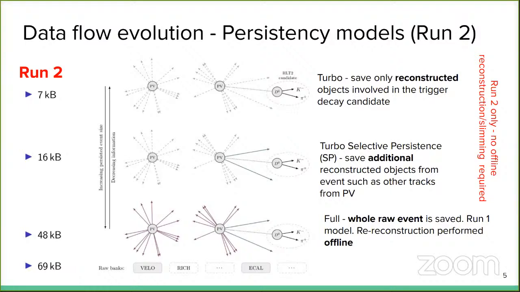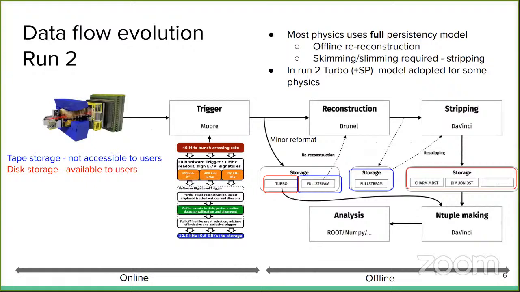And then at the other extreme, we have what we know as the Full stream, where we save the whole raw event. And this was actually the only thing we had in Run 1. So all the Run 1 analyses used the Full stream where we saved the entire raw event. Now in Run 2, most of the physics did use this full persistency model. And of course, because we're saving the raw event, the raw data came out of the trigger, and it would need to be reconstructed offline. And then because of the event size still being large, it then had to go through this stripping step, as we called it, which is just a slimming and skimming of the data, such that it could be small enough to be saved to disk, where of course our analysts can use it.